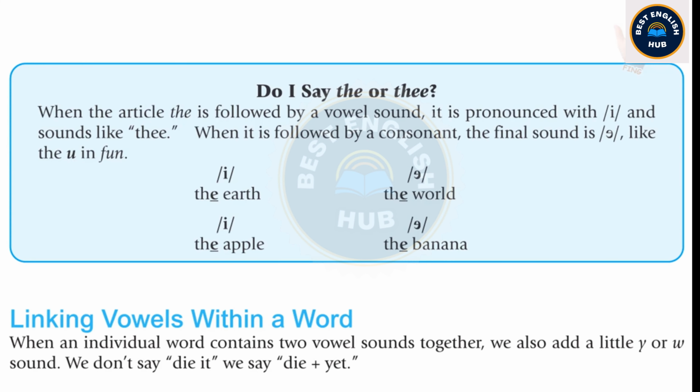Do I say the or thee? When the article the is followed by a vowel sound, it sounds like thee. When it's followed by a consonant, the final sound is as in fun. For example, the earth, the world. The apple, the banana.